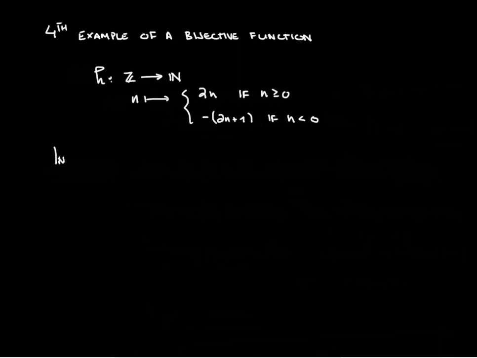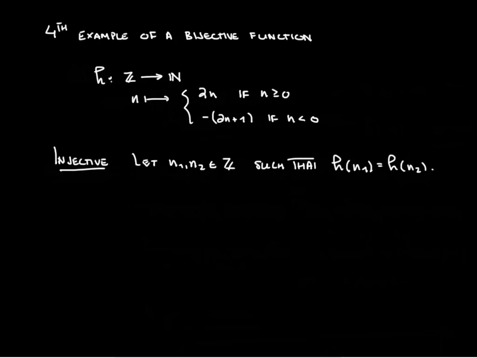Now let's start with injectivity. We could have started with surjectivity, but whatever. So we need 2 elements in our domain, so n1 and n2, that are elements of the set of integers, such that h maps both of them to the same object. So h of n1 is equal to h of n2. Now here we're dealing with a piecewise function, which means that we don't immediately know what h sends n1 and n2 to. But what we can do is separate it into 2 cases.